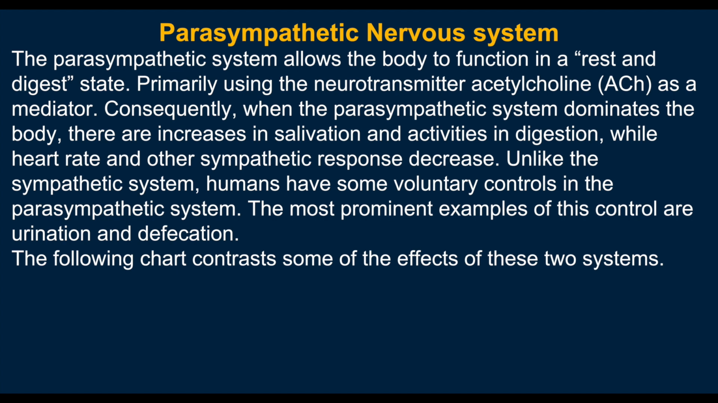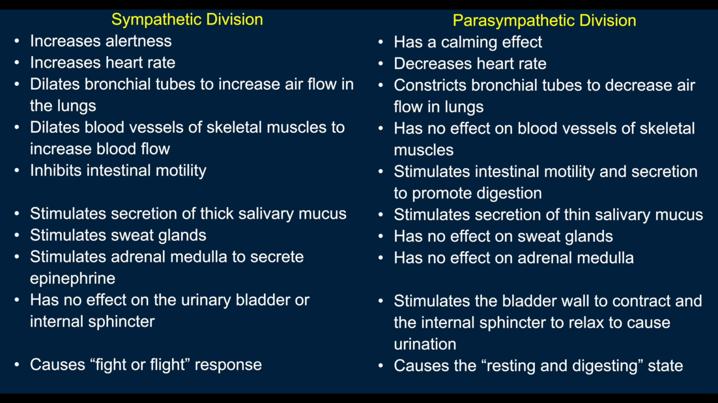Unlike the sympathetic system, humans have some voluntary controls in the parasympathetic system. The most prominent examples of this control are urination and defecation. The chart contrasts some of the effects of these two systems.